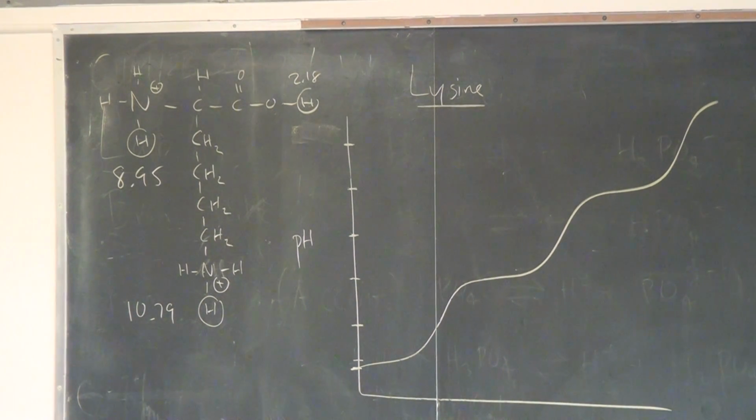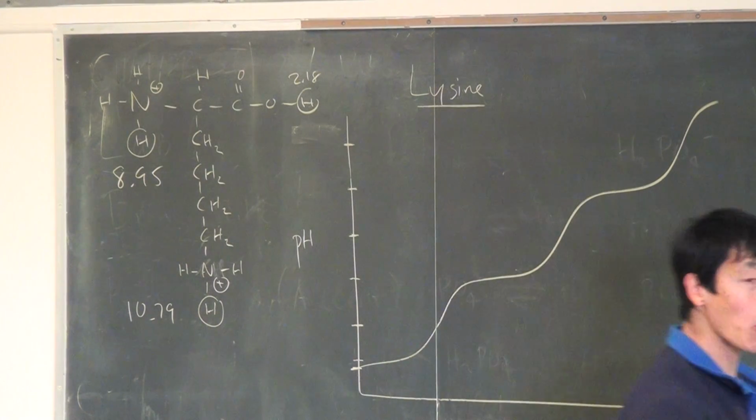So what do we use for the initial amount of the amino acid? Just use 20 mL of 0.1 molar.